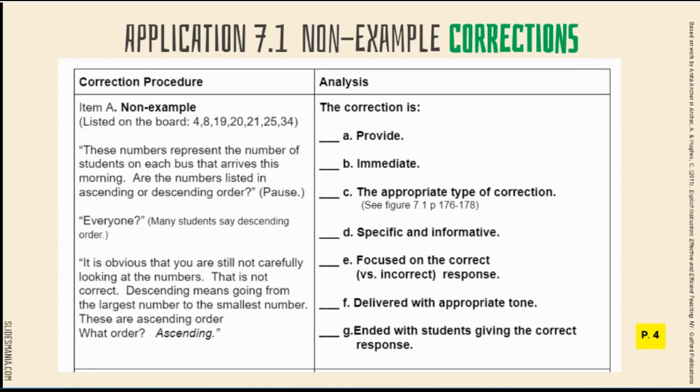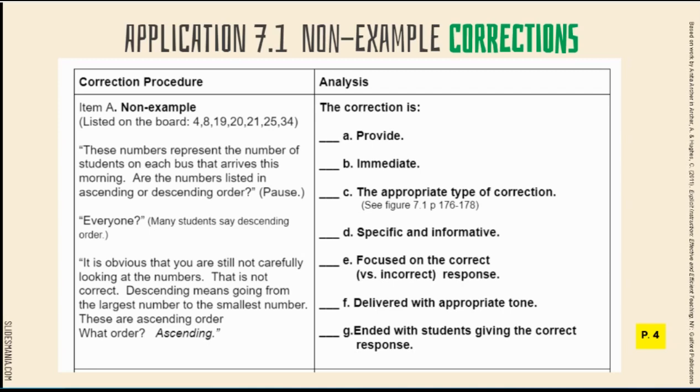Your job then is to go through and put a check mark next to it if you felt like, was the correction provided? You would put a check on A. Was it immediate? You'd put a check on B. And you'd go through and look through that handout on figure 7.1. The page numbers coincide with Dr. Anita Archer's book, because all of this activity is based on her work from Explicit Instruction, Effective and Efficient Teaching.